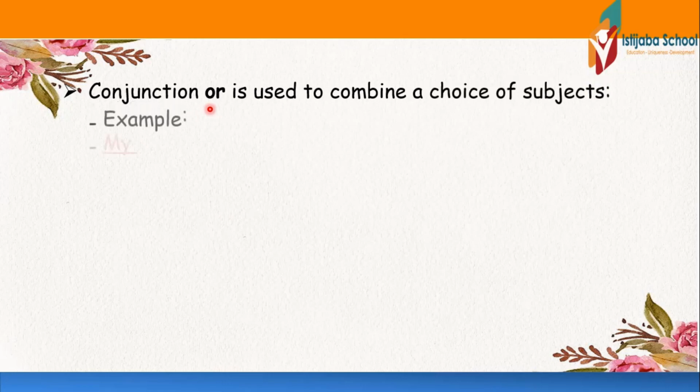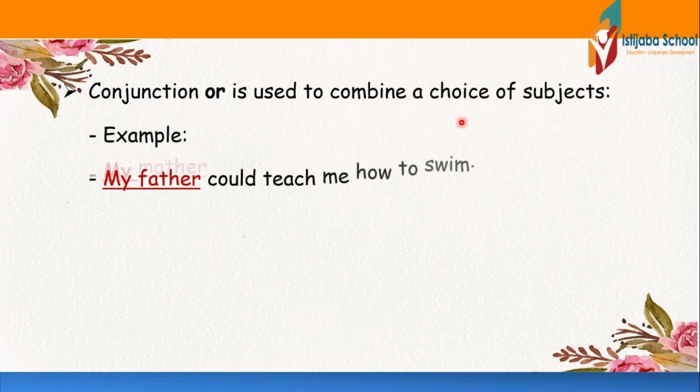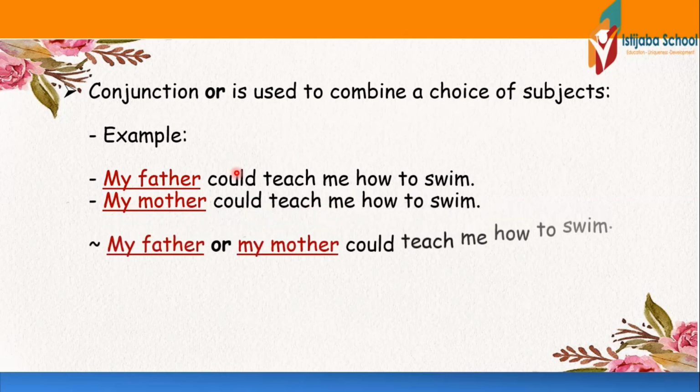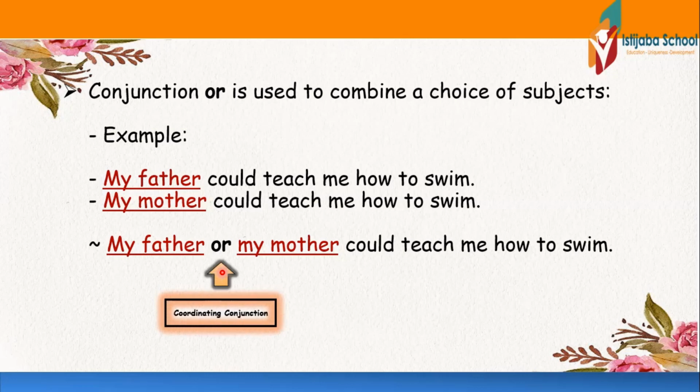I use the conjunction or in order to show a choice. Let's check the examples. My father could teach me how to swim. My mother could teach me how to swim. So I have different subjects, the same predicate, and the two sentences show a choice. So I use the coordinating conjunction or. So I say my father or my mother could teach me how to swim.